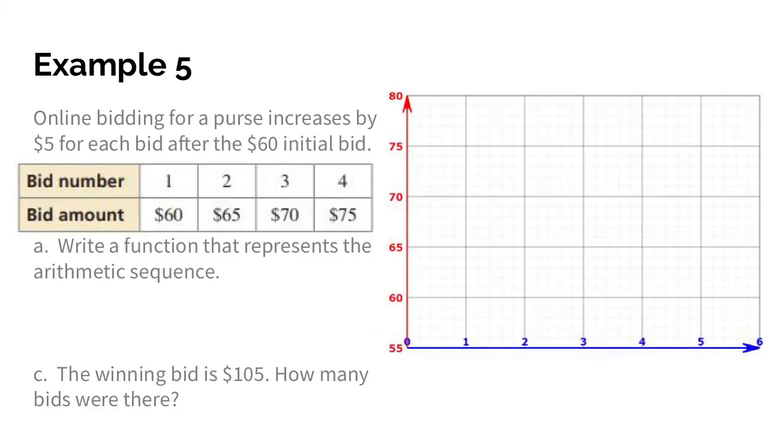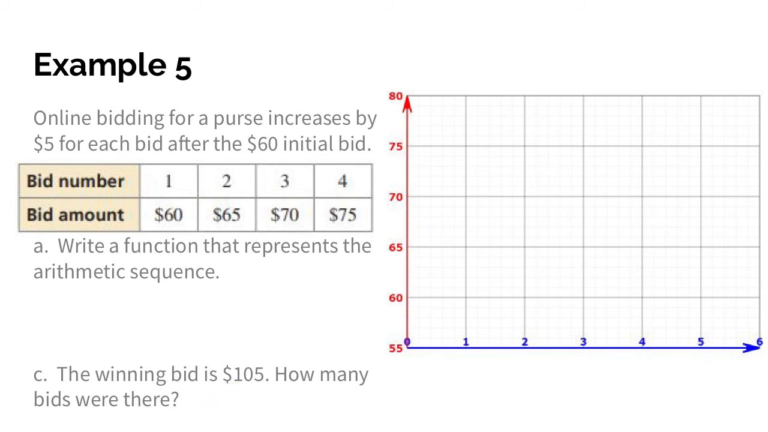All right, our last example here is just a little modeling problem, kind of an application of this arithmetic sequence. It says we have online bidding for a purse. Increases by $5 for each bid after an initial $60 bid. So again, what we're going to try and do is represent this as an arithmetic sequence. We are going to write the function of this arithmetic sequence and then use that to figure out what would be the number of bids to have a winning bid of $105.